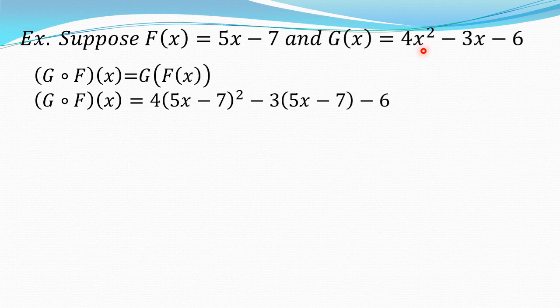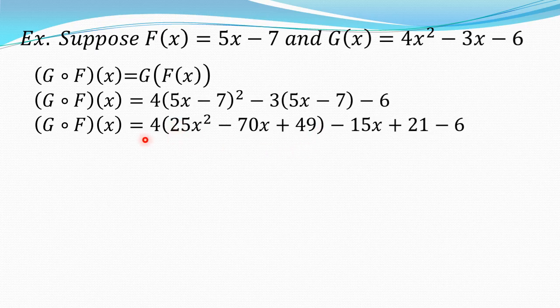Look at this, 4x squared, right? 4x squared, and you have 4 times the quantity 5x minus 7 squared, minus 3x. So it's minus 3, the x is exchanged by 5x minus 7, and minus 6. And we expand these expressions. You have to be careful with expanding and multiplying, especially with the signs. So we expanded this, it becomes this.